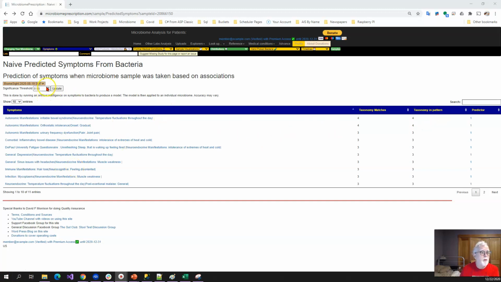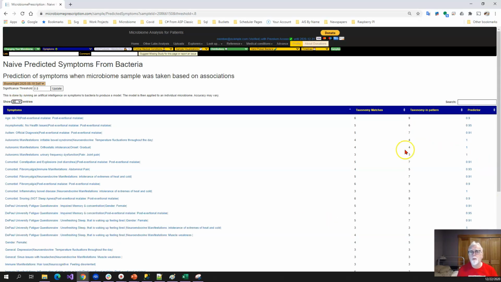Now up to the top you have the significance threshold. So if something doesn't meet at least 0.95 in terms of the number of matches, in other words, if we have 100 things to match, we need to get at least 95 matches there. If we drop to something like 0.8 and do an update, we no longer have 11, we have 29 matches.